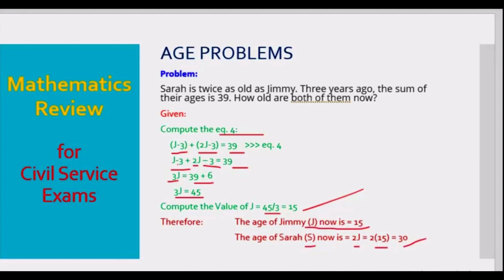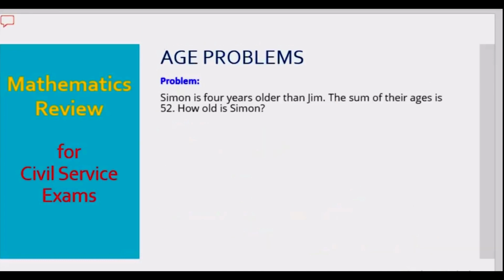Okay. So moving forward, again, here's the problem. Simon is 4 years older than Jim. The sum of their ages is 52. So how old is Simon? So we are just looking here for the age of Simon.